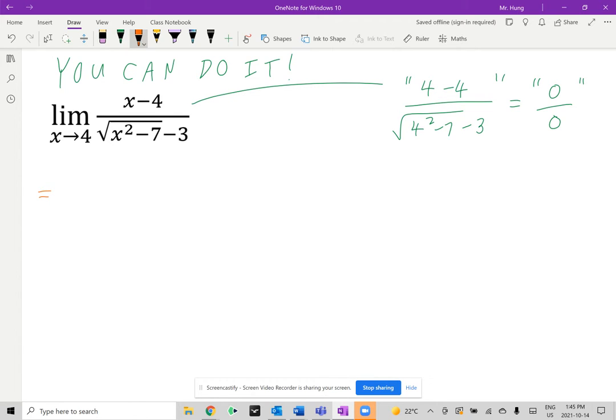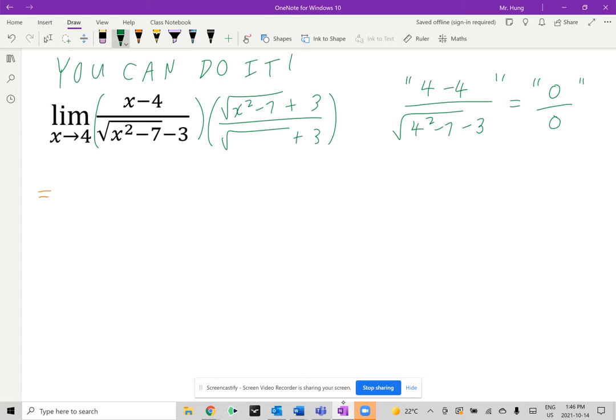And sometimes you have to factor, sometimes you have to multiply by the conjugate, and so on. In this specific case, if you look at the denominator, there's a square root. So this signals to you, you can try to multiply the top and the bottom by the conjugate. The conjugate of the square root of x squared minus 7, minus 3 is going to be the square root of x squared minus 7, plus 3, divided by itself.